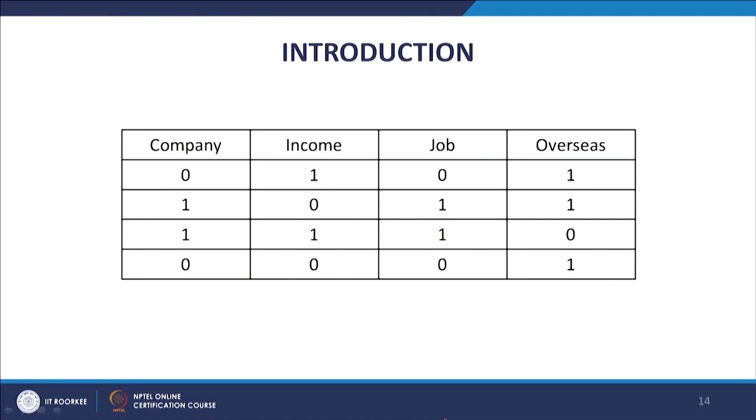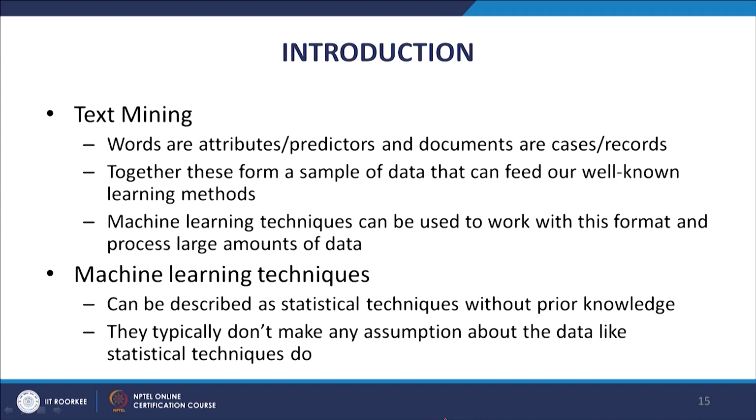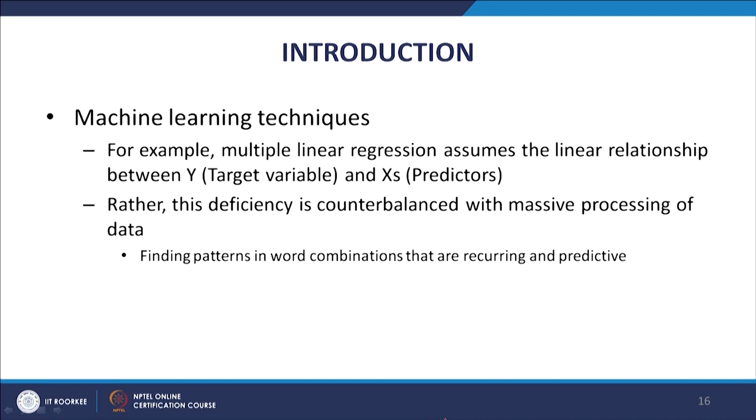This is one example that we have discussed, where we are indicating presence or absence of these words, indicated in columns, 1 indicating presence, 0 indicating absence. So, this representation also we had discussed in the previous lectures.